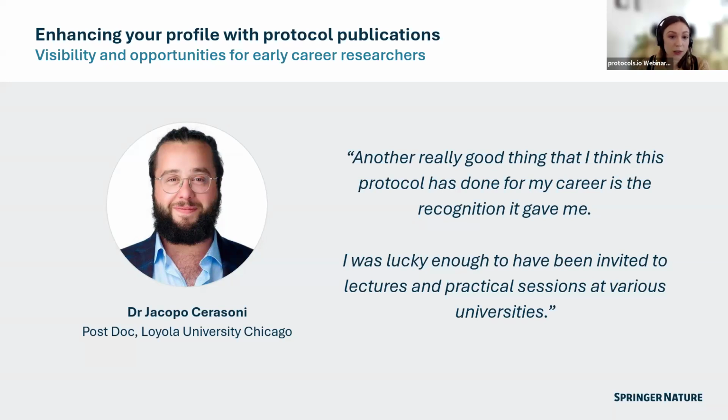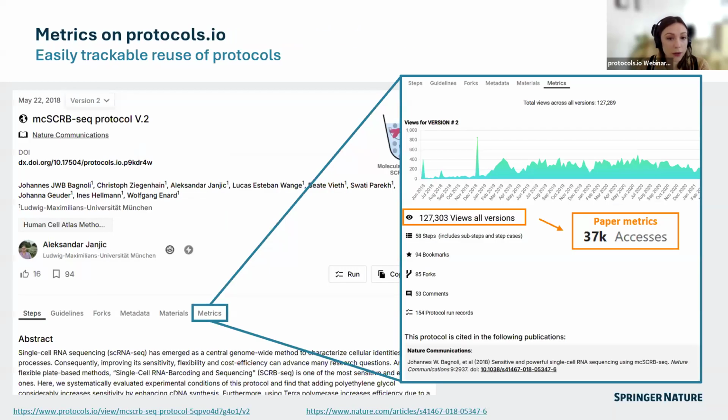So we can see here on this slide, it gave him a lot of recognition, and he was actually invited to lectures and practical sessions based on that protocol, because of that publication. And relating to that as well, all of the protocols on protocols.io have metrics associated with them. So this is a different protocol in this example. I've taken this slide from another presentation, but he can track the views, the bookmarks, and the forks and citations associated with that protocol.